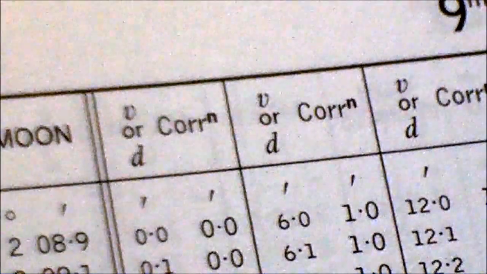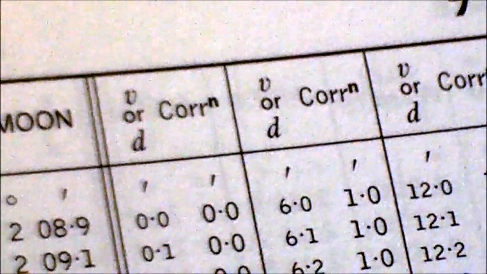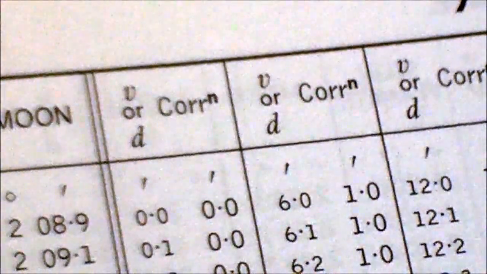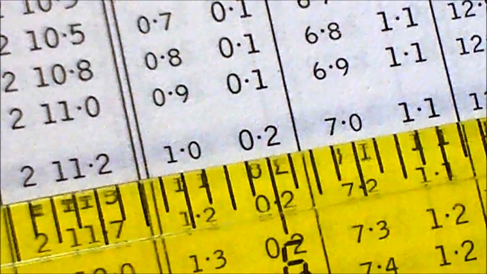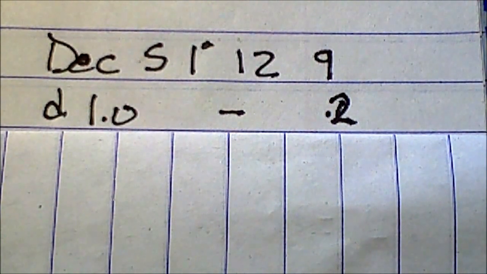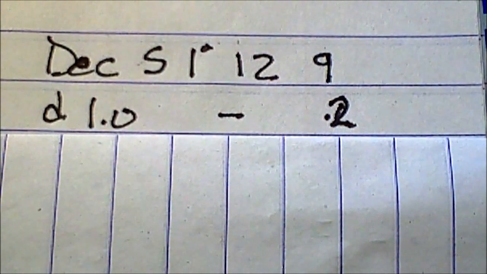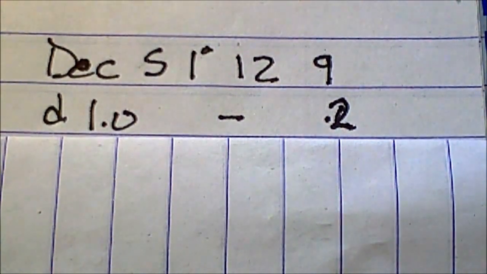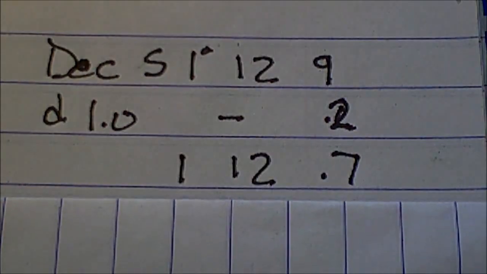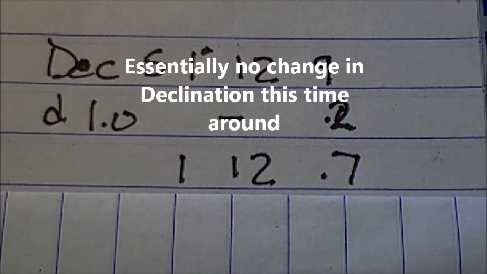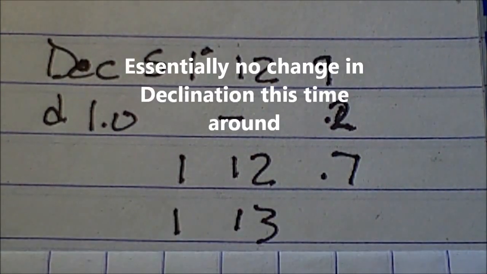This is where we look up the value of our correction for declination. Those 2 columns labeled v or d, we simply move down till we find the value that we had looked up, that small case d, 1.0, and we move to the right. 0.2 is our actual correction value. Now there's our declination, 1 degree, 12.9 minutes, and we're simply going to subtract 0.2 from that. That will give us 1 degree, 12.7 minutes, which we might as well just round up to 1 degree, 13 minutes.